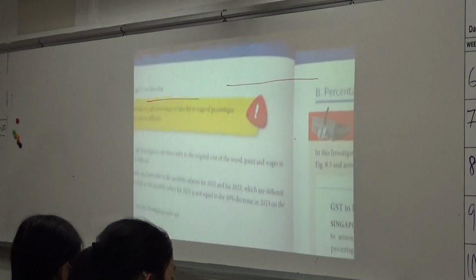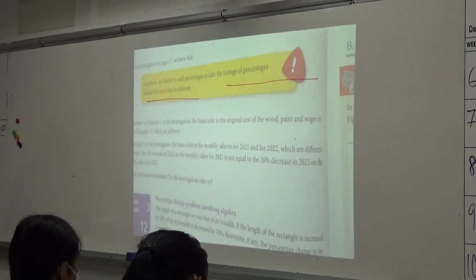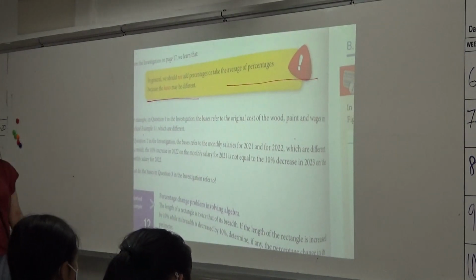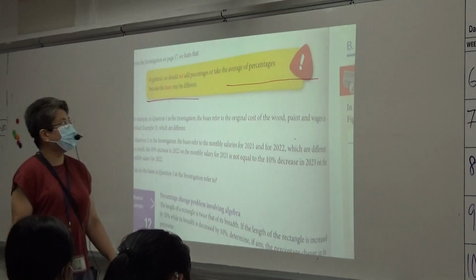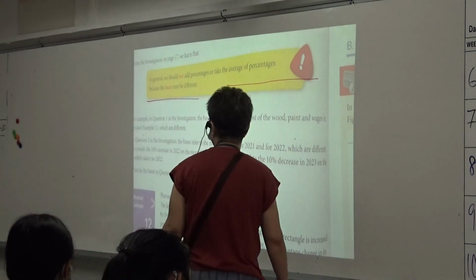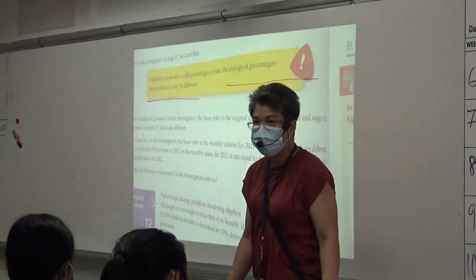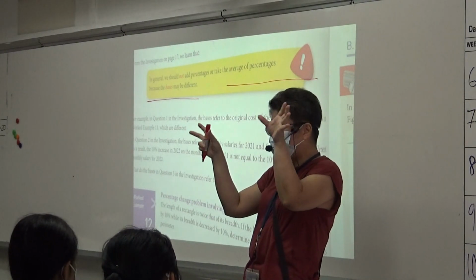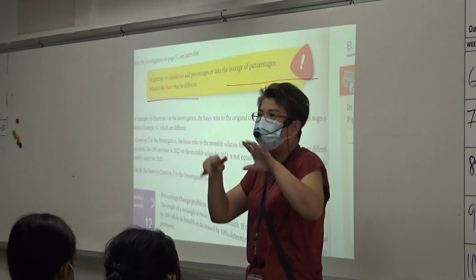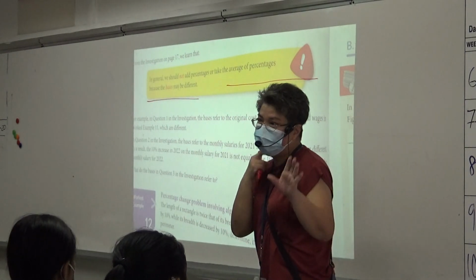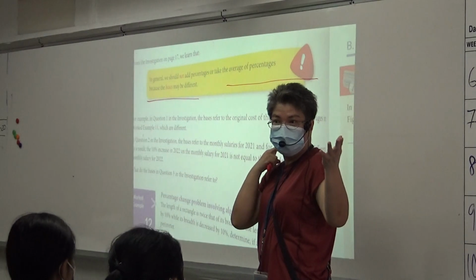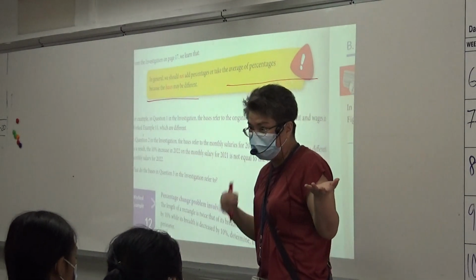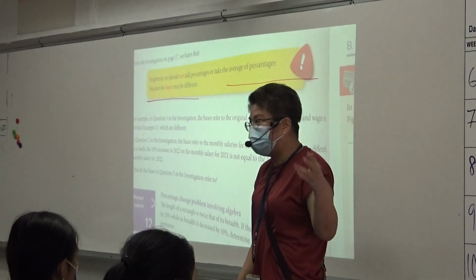Now, I want you to take note of this particular yellow box here. In general, we should not add percentages or take the averages of percentages because the bases may be different. For example, something is 20%, something is 40%. You cannot say, I want to average this 20 plus 40. You understand what I'm talking about? You got to see the total number of people and the required number that you want. Is that understood? You cannot take it like that.